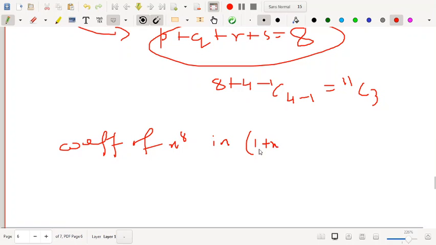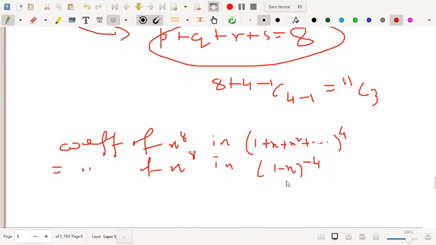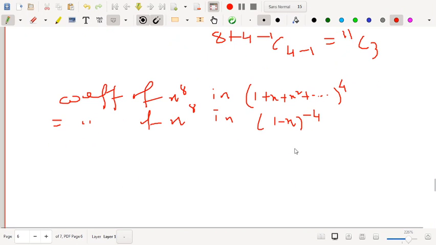1 plus x to the power 0 is 1 plus x square, these are all non-negative integers, whole to the power 4 in this expansion, and that is equal to the coefficient of x to the power 8 in (1 minus x) whole to the power minus 4. Okay, this is the expansion. So you will get the same result as this if you expand. Okay, I will show you till the end.